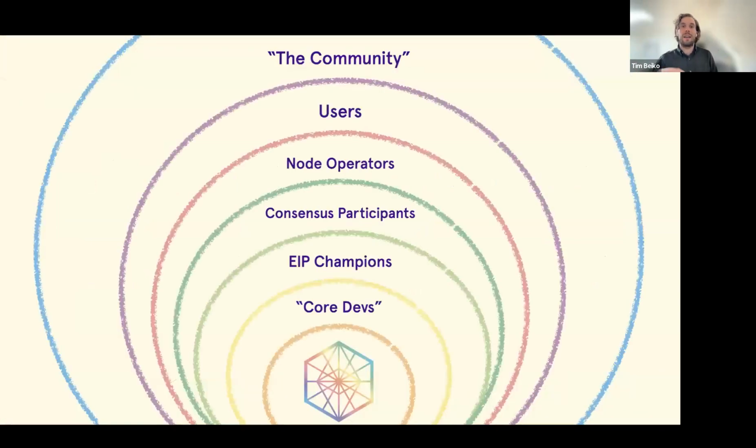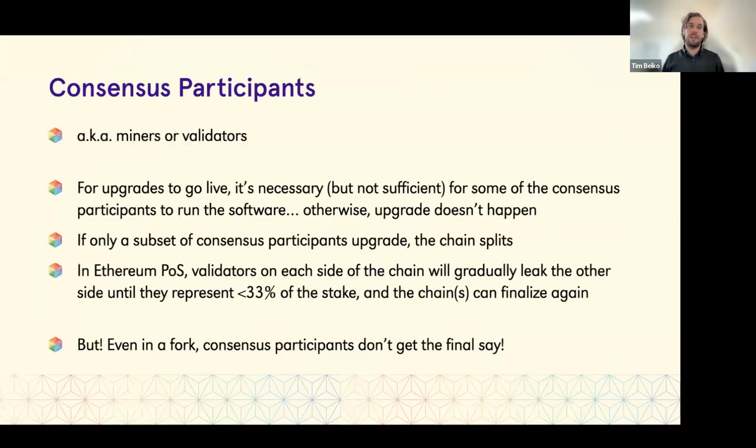So again, coming back to my diagram from earlier, it's important to note that even though core devs and EIP champions might have a more formal role in the process, the rest of the stakeholders here have a huge weight in it and can massively influence things. So the first set of stakeholders outside of this is consensus participants. So these are either miners or validators on the network. On Ethereum, these are the proof of stake validators.